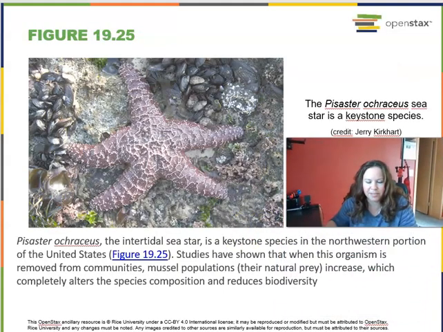So they've done multiple studies on this type of sea star. It's a keystone species in the northwestern portion of the United States, and studies have shown when this organism is removed from the communities, mussel populations will just blow up and increase. Those are their natural prey. But when the sea star is there, they help to keep those mussel populations under control, therefore allowing other species in and more biodiversity. So this is an important keystone species that must be protected.